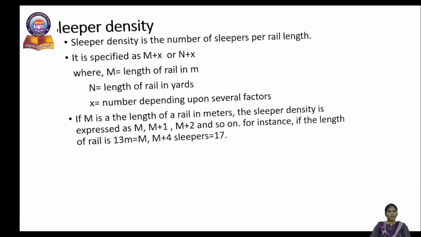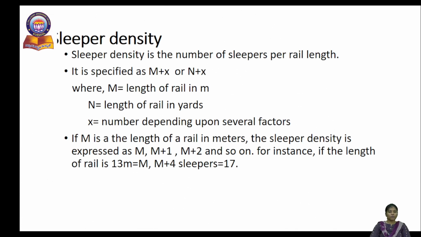So what is meant by sleeper density? Sleeper density is nothing but the number of sleepers per rail length. Sleeper density is specified as M+X or N+X. M is the length of the rail in meters, N is the length of the rail in yards, and X is a number which depends on several factors.